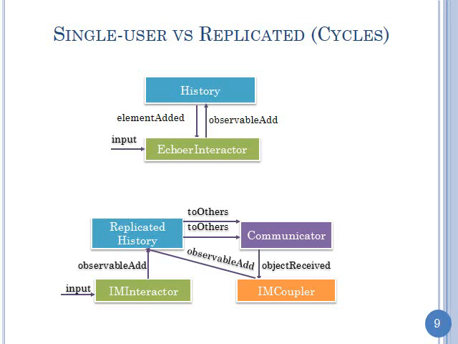Okay. So now we know what the algorithm is supposed to do. Now let's talk about an engineering thing. What should I do? I've got my history. I've changed that to replicated history, which overrides observable add to go and call two others. How should I change replicated history? Let's get down to the details. How should I avoid the cycle?